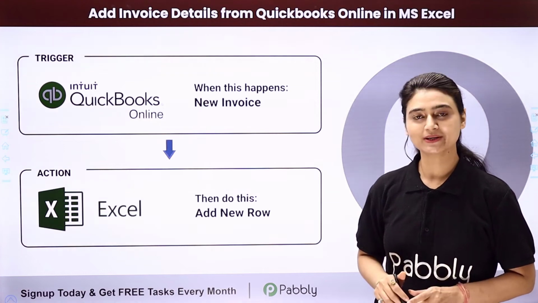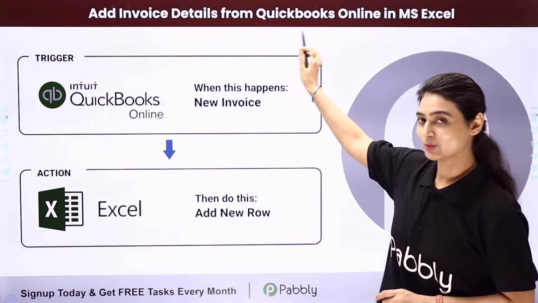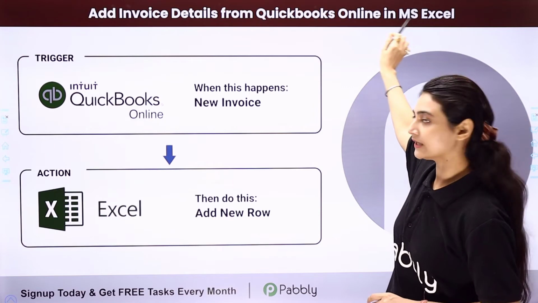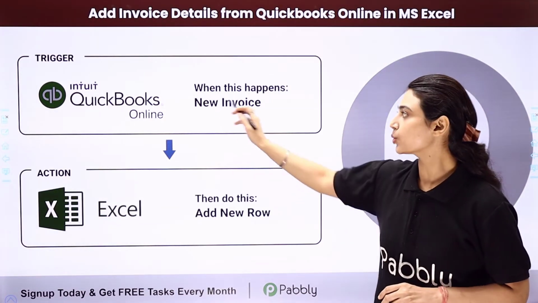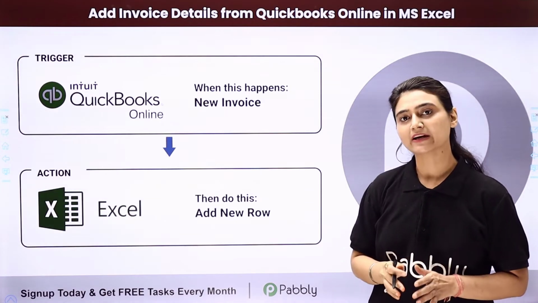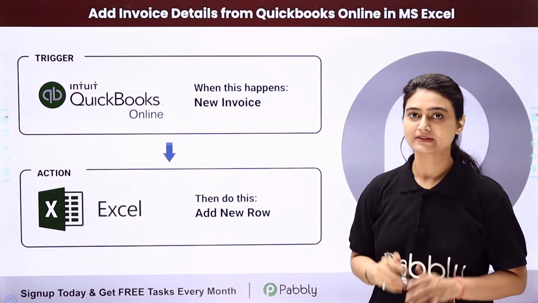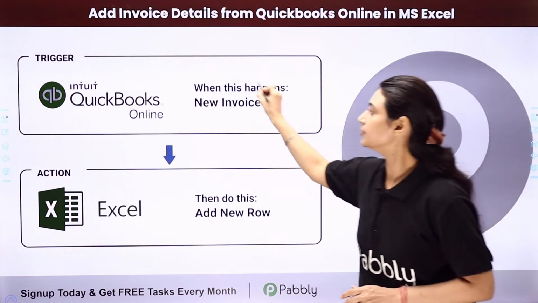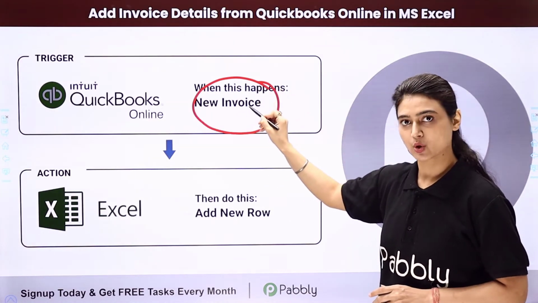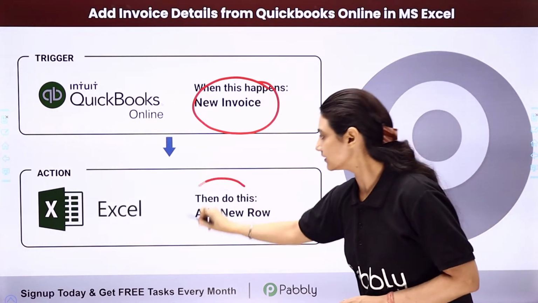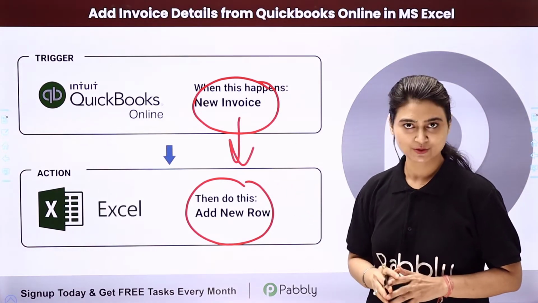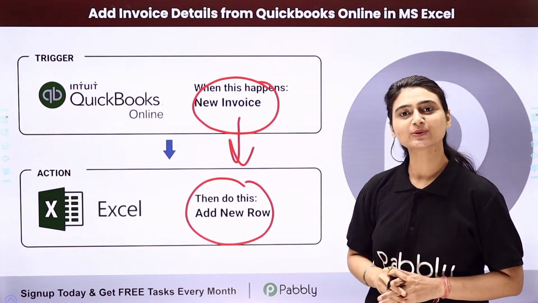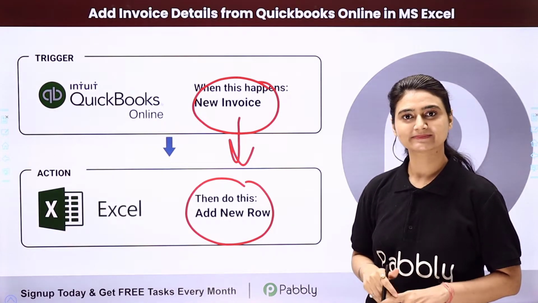In this video, we will learn how you can automatically add invoice details from QuickBooks Online in MS Excel. Now, let's say you run a business and you use QuickBooks Online for invoice management and accounting solution purpose. Now, you want every time a new invoice is created in QuickBooks Online, its details should be added in MS Excel. So, we are going to automate this entire process using Pabbly Connect. Come to my screen to see how we do this.